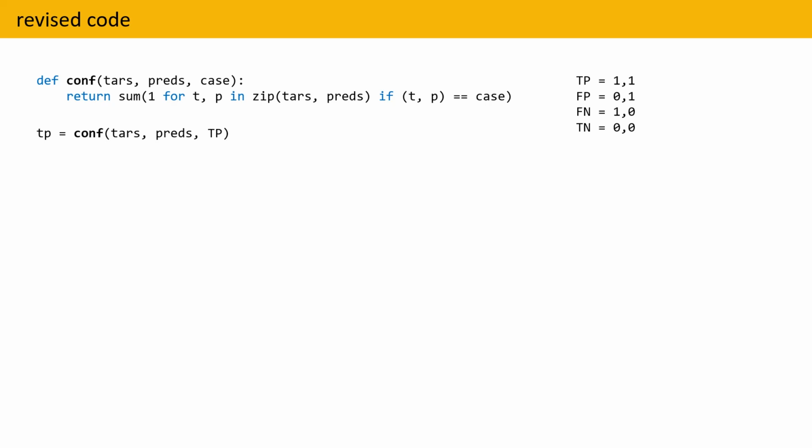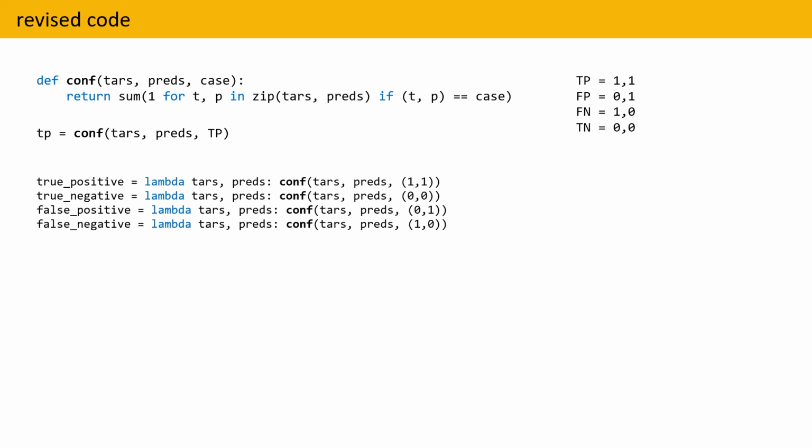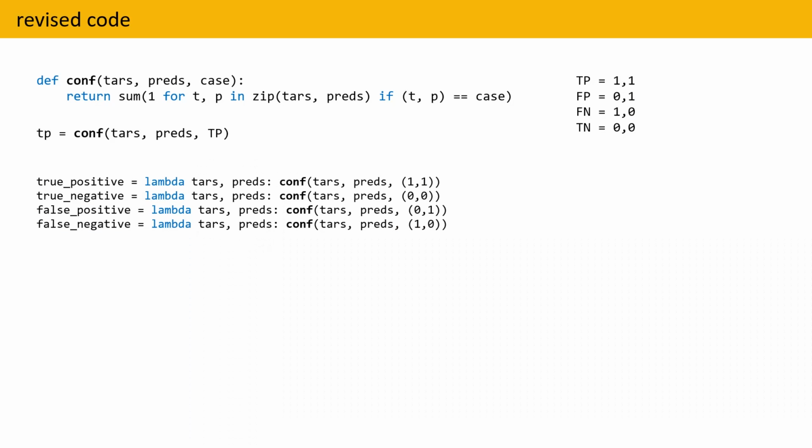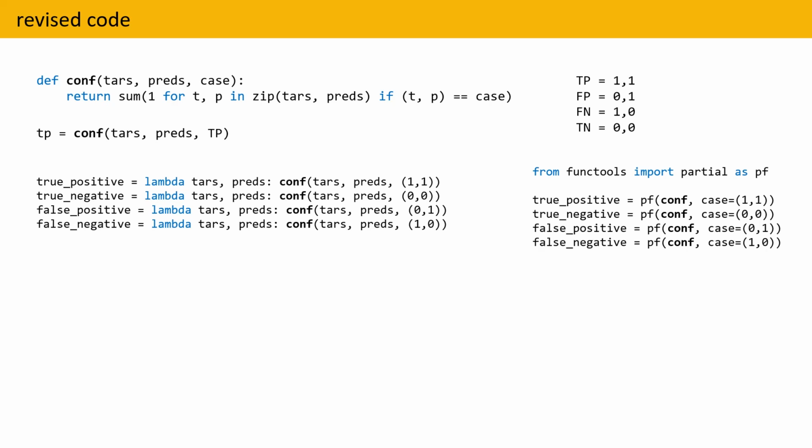The disadvantage is that the new code is a lot less readable if you're not familiar with more advanced Python constructs, such as generator expressions and tuple comparison. We can make the code more readable by creating extra functions using lambda expressions. The lambda expressions, however, reintroduce some redundancy, since the parameters tars and preds are repeated. This can be avoided by creating partial functions, but that again is a more advanced concept.